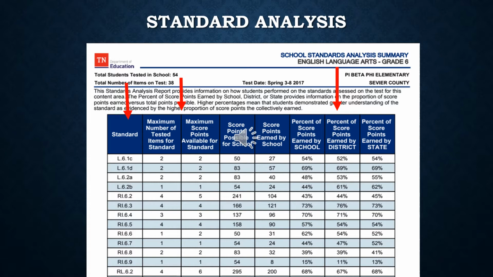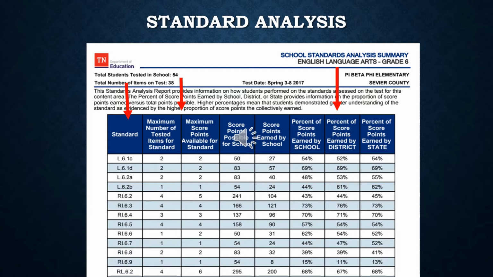The three standards that have the least weight on this test are then L.6.2b, RI.6.7, and RI.6.9. The last three columns show us how the school did on each standard and in comparison to the district and the state. These comparisons are crucial for making decisions.